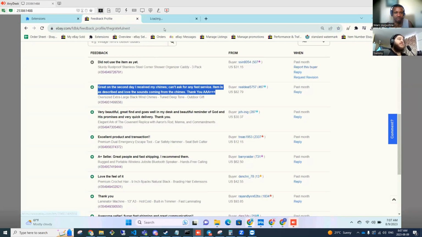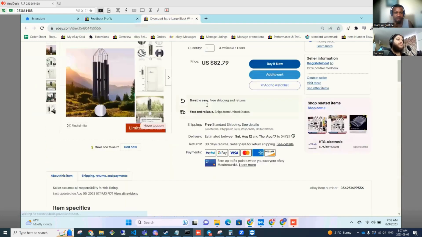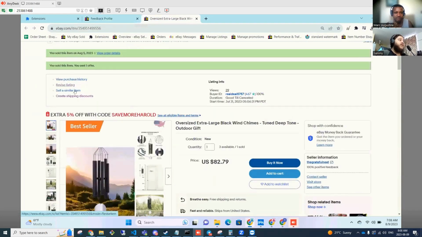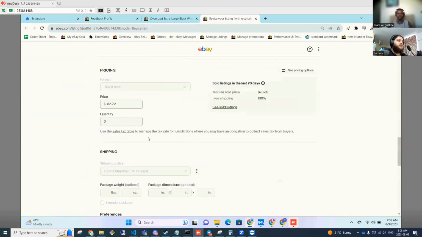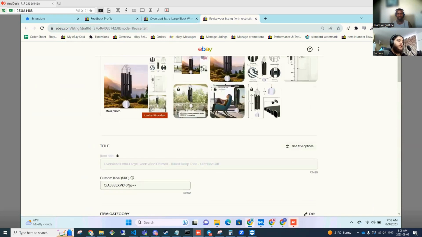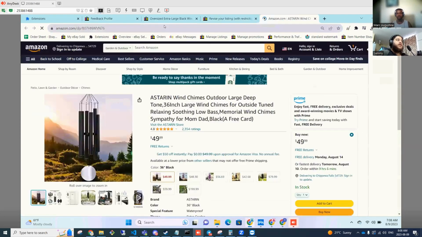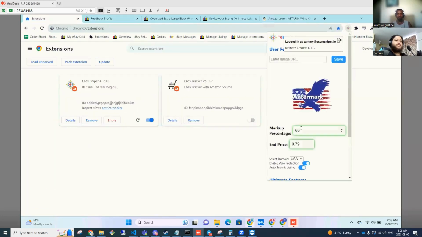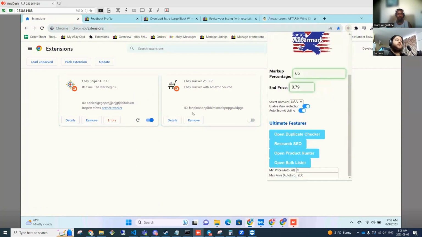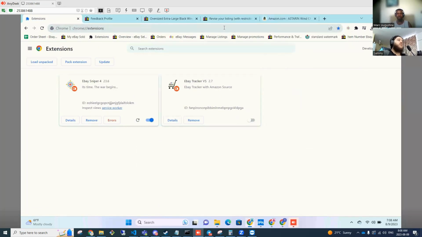So let's go ahead and open up the item. Look, somebody left a great feedback, and we can see that this is our item, right? Let's open up the item on Amazon, and we can see what the Amazon item looks like. If we go ahead and look at the Amazon item price, let's go to my custom label SKU and open on Amazon. Oh yeah, let me turn on the eBay sniper. This makes everything easy for me. So this is the eBay sniper. You can switch between the two Chrome extensions.